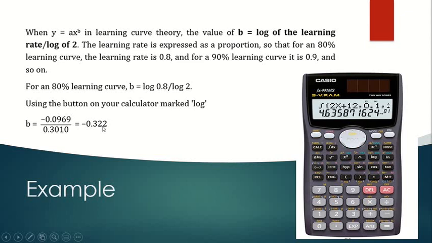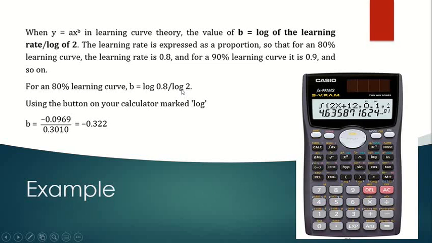So just try a few examples. If our learning rate is 90%, what will be the learning index? If learning rate is 65%, what will be the learning index? Likewise, just try and see. What we want to change is only this learning rate. So remember, learning rate we want to use as a decimal. This log 2 will be constant. So log learning rate divided by log 2, and we can find the B.